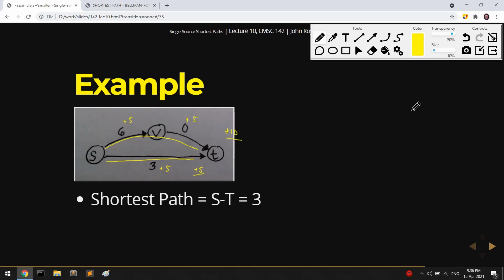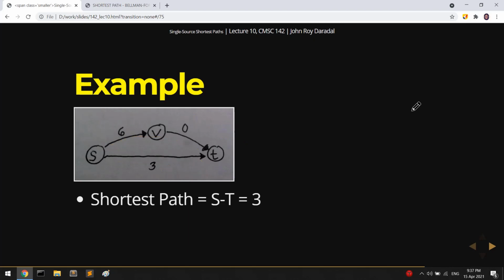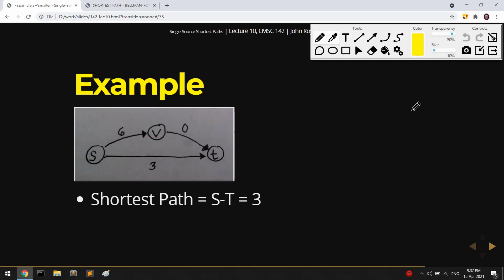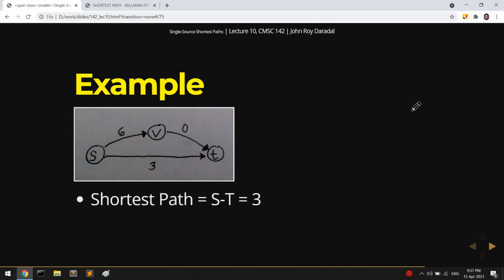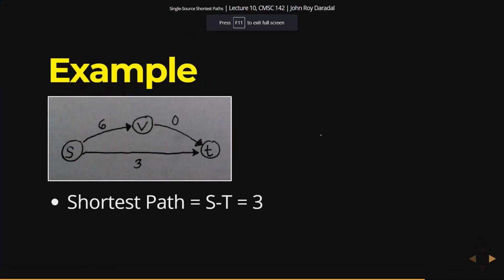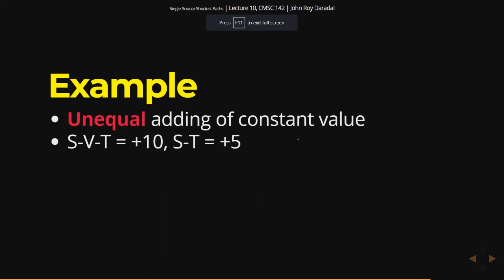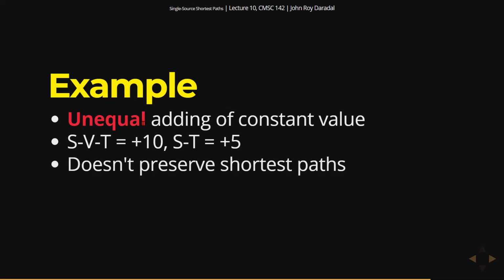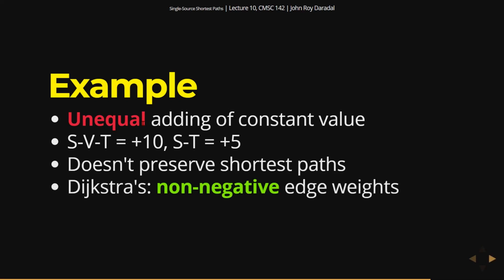That's why the shortest path in the reweighted graph was changed to the bottom path, because we only added 5 here, and this one we added 10. So of course, this one would be shorter. Okay? So this technique is not feasible for reweighting. Okay? So we cannot do this because it would not add an equal value among paths. Okay? So it doesn't preserve shortest paths. That's why we need another algorithm.